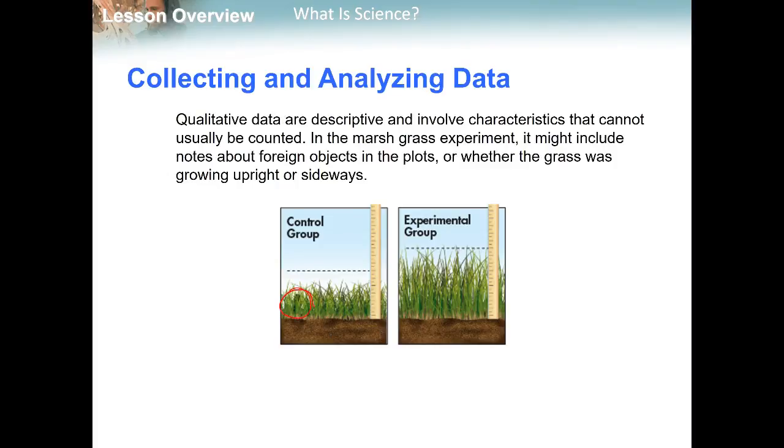Qualitative data is going to be that descriptive data that's going to involve things that cannot be measured, and those things are going to be characteristics, which we can't measure. They can't simply be counted. So we can look at this marsh grass and we can say, are there any foreign objects that could have done something? We could look at the color of the grass. Is it brown? Is it green? Is it yellow? We could look at whether it's growing upright or sideways. Sometimes sideways, it could be leaning towards the sun. There's a lot of different things that we could describe, and qualitative is descriptive, and that's what we need to think of.